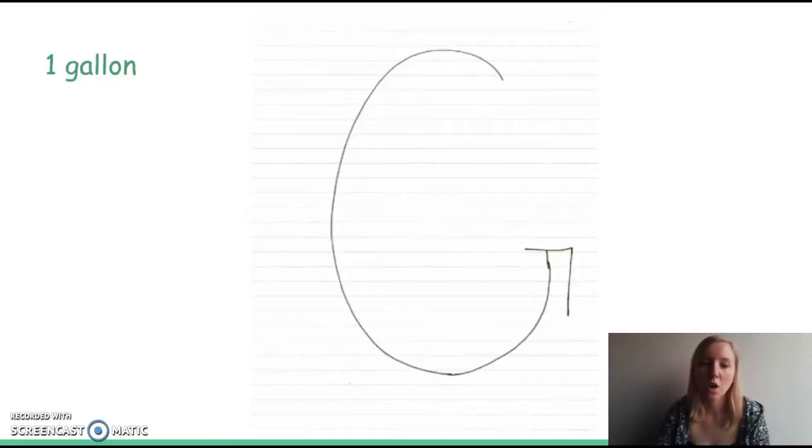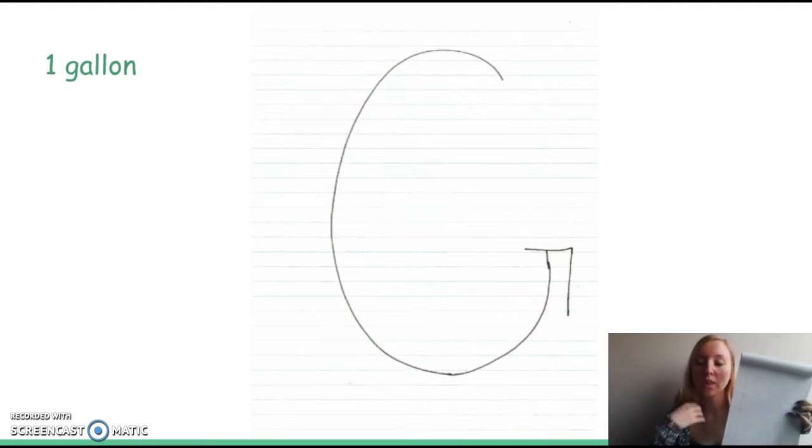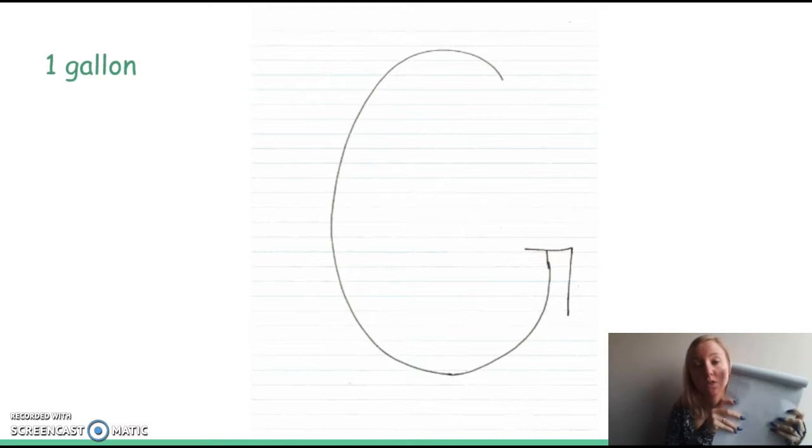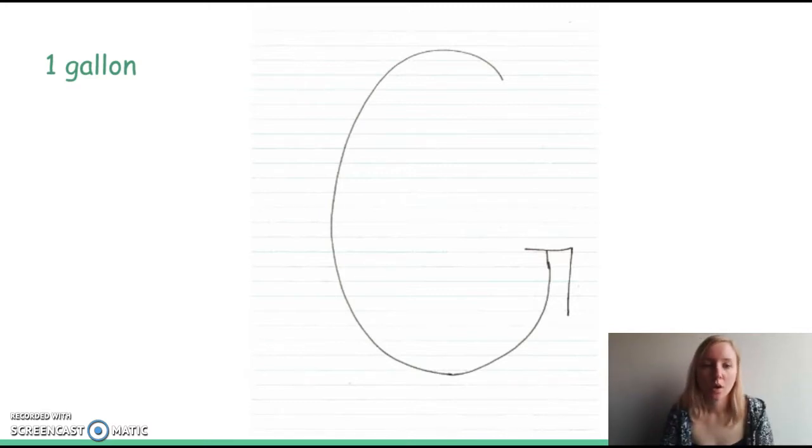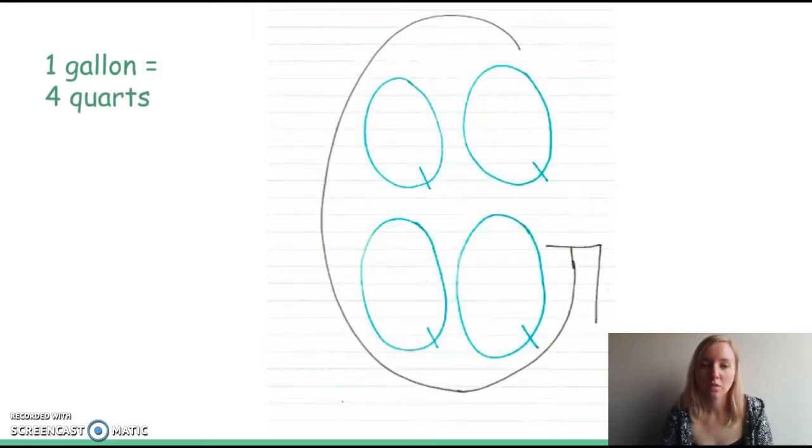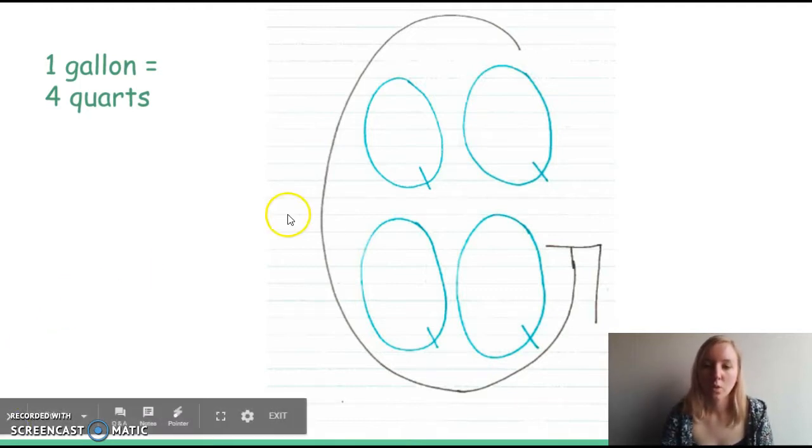Alright, so first we're going to talk about 1 gallon. What can we fit inside of 1 gallon? Let's look. So if you go ahead and grab your paper, we're going to write this in your notes so you have this as a reference. So 1 gallon, inside of it, you can fit 4 quarts. So we have 1, 2, 3, 4 quarts in 1 gallon.